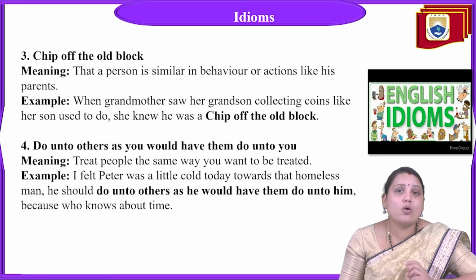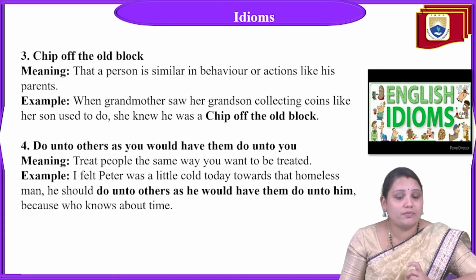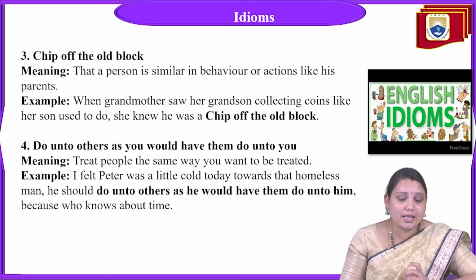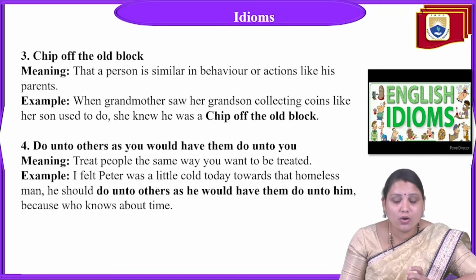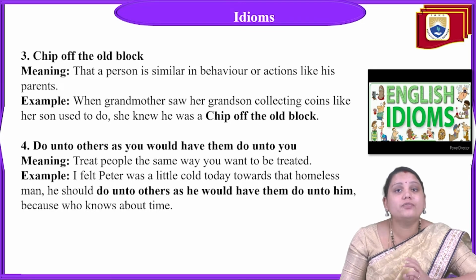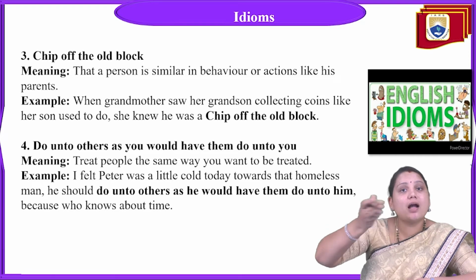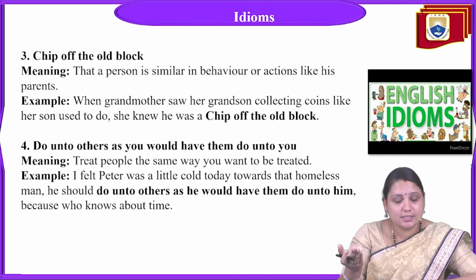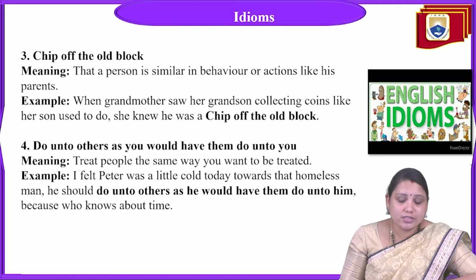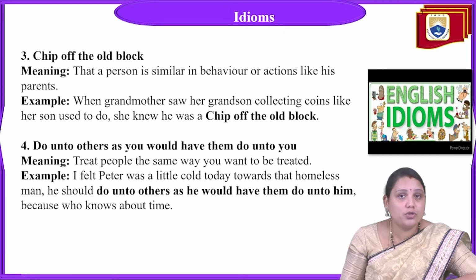Next, chip off the old block. Now, what is the meaning of it? That a person is similar in behavior or actions to his parents. Example, when the grandmother saw her grandson collecting coins like her son used to do, she knew he was a chip off the old block. That means he is a replica of his father, isn't it? Next, do unto others as you would have them do unto you.